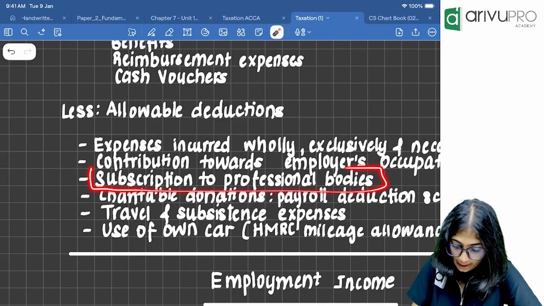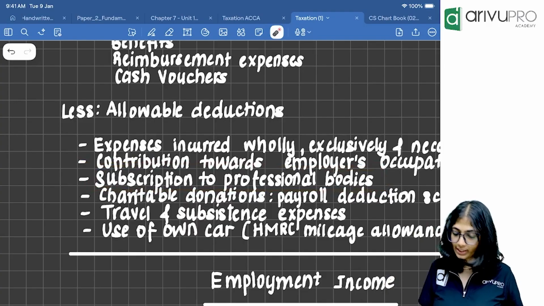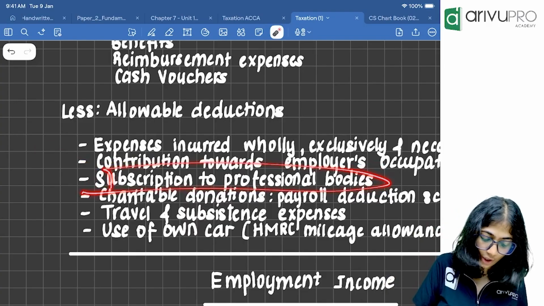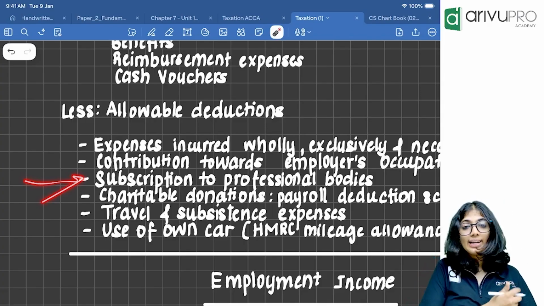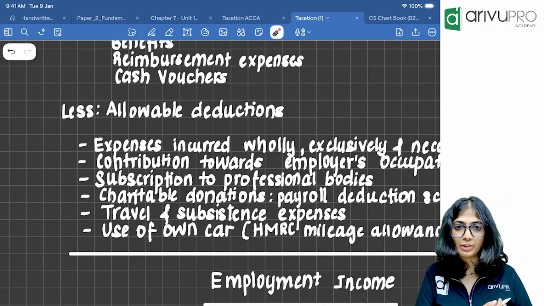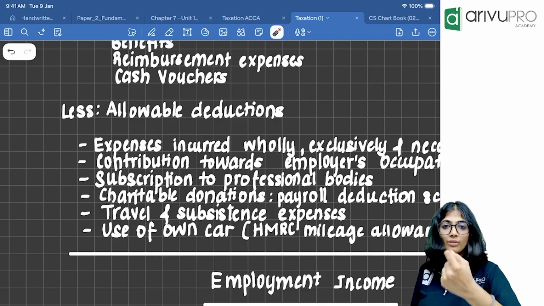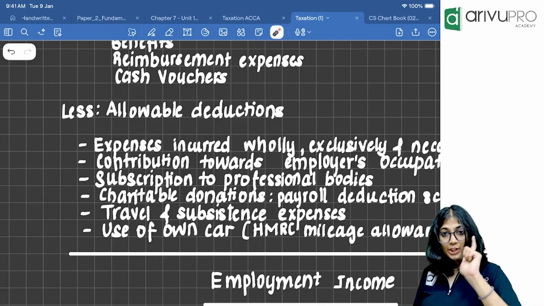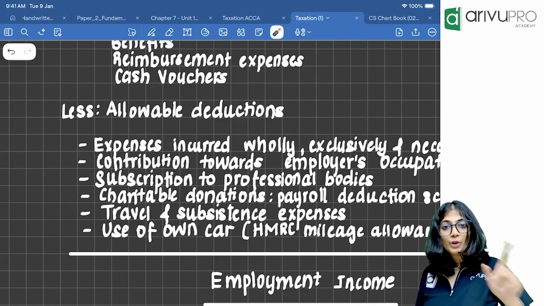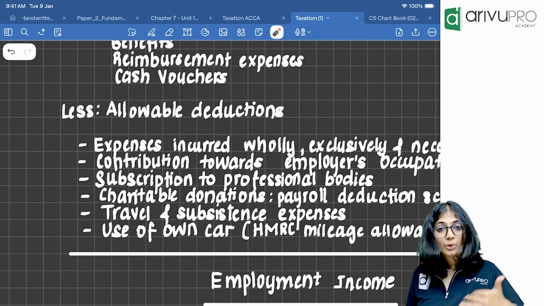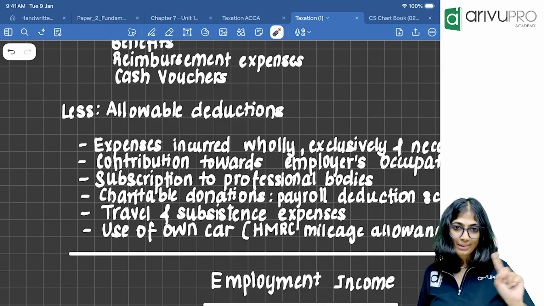Subscription is an allowable expense. Don't get me wrong. Subscription to a professional body is an allowable expense. It's just not included in this item. It is included as a separate item. Subscription to professional bodies. Again, exam fees, course fees, all of these things, right? That you paid out of your pocket before you got the job. Even during the job, you are paying out of your pocket. That is not an allowable expense.